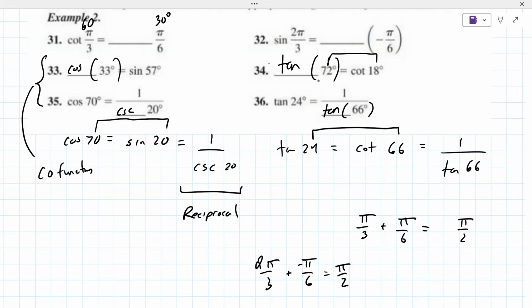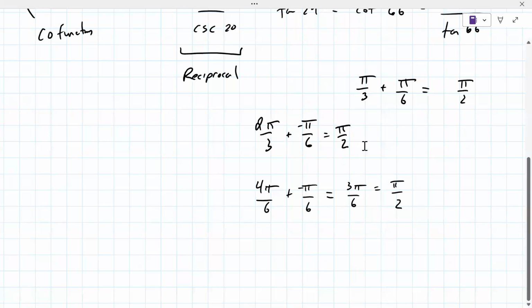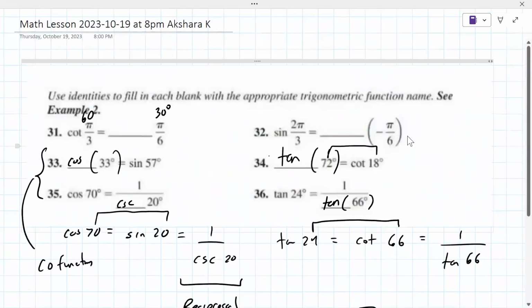Could you explain that again? So you just make it a common denominator. It's 4 pi over 6 plus minus pi over 6 is 3 pi over 6, which reduces to pi over 2. Oh, okay. So if they add up to 90, it's the one that pairs with it.